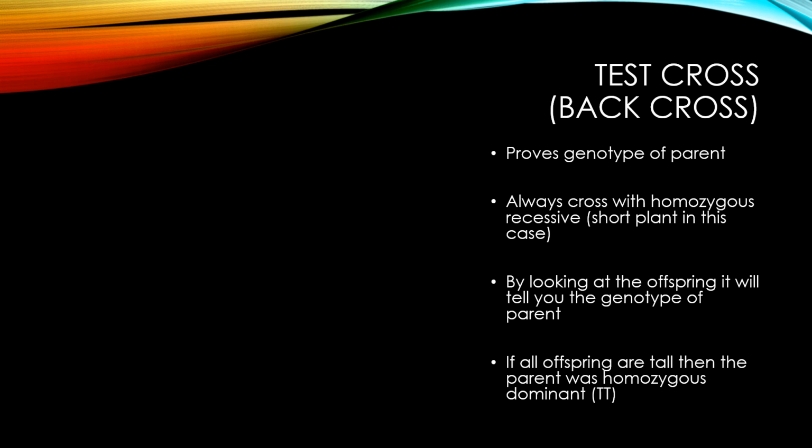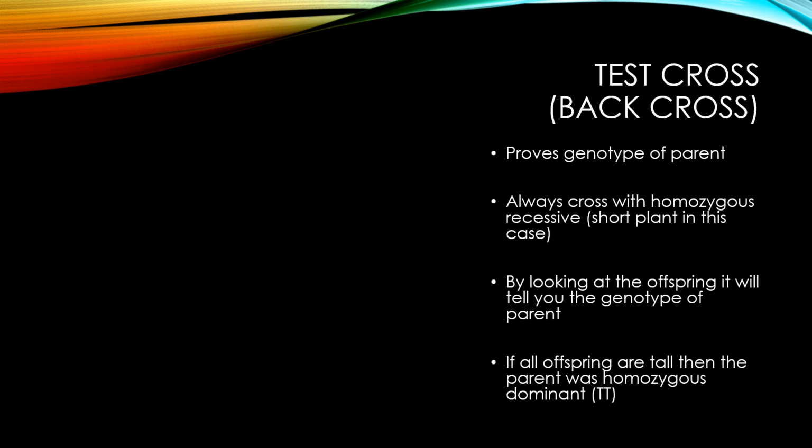Now say a gardener has a beautiful red rose, and he wants to make the same kind of red rose again and again and again. So what he wants to find out is, is the red rose homozygous or is it heterozygous? So what you do is what's called a test cross, and sometimes it's also called a back cross. This proves the genotype of the parent, whether it was capital B capital B or capital B small b, for example. So it proves the genotype of the parent.